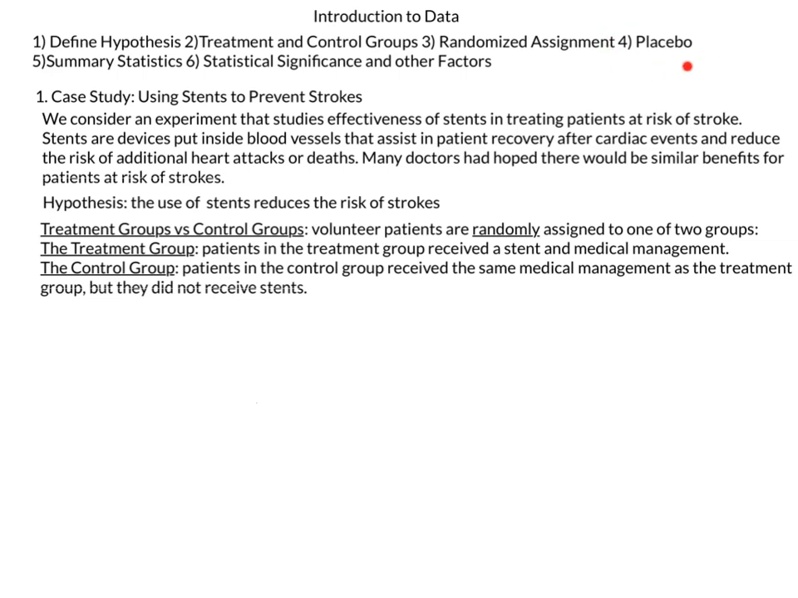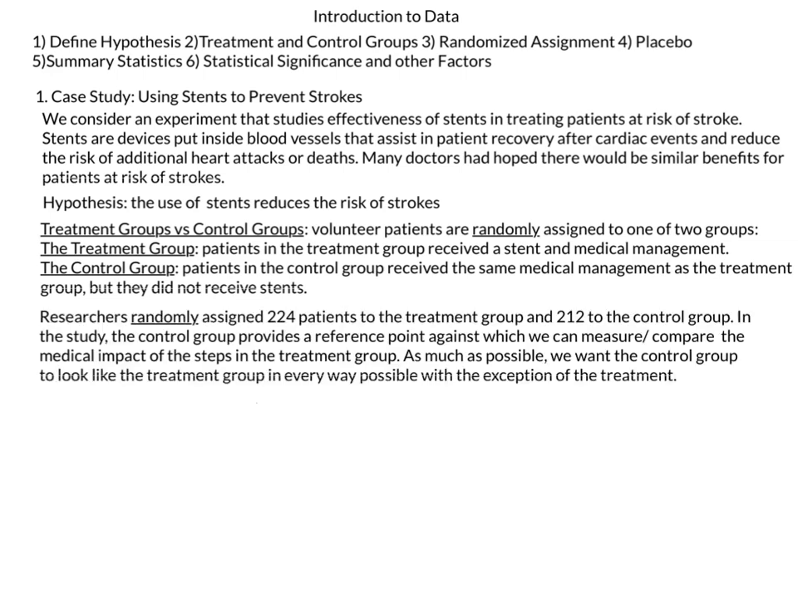Ideally, we would use placebos in our control group, but in this case, because inserting a stent is a surgical procedure, generally we're not going to give this control group surgeries that don't do anything. So in this study, there are no placebos for the control group. We have a little more explanation from your book about this study. Researchers randomly assigned 224 patients to the treatment group and 212 to the control group.